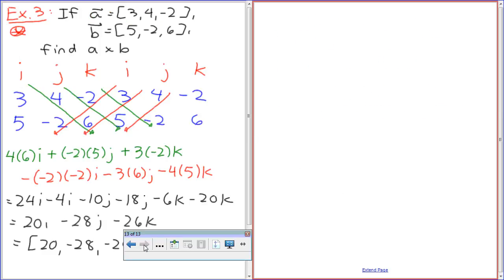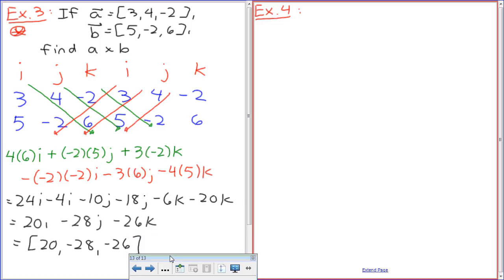So here's example 4. Okay, because here's the thing, the n number is already taken into account for this. Right, because this is a vector, our answer is a vector. Example 4, we're going to say if u equals 3, negative 6, and 4, and v equals 1, negative 2, and 8, find u cross v.